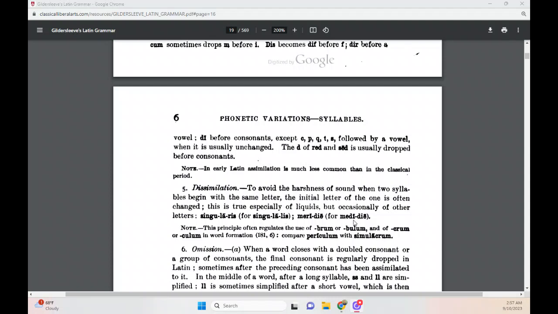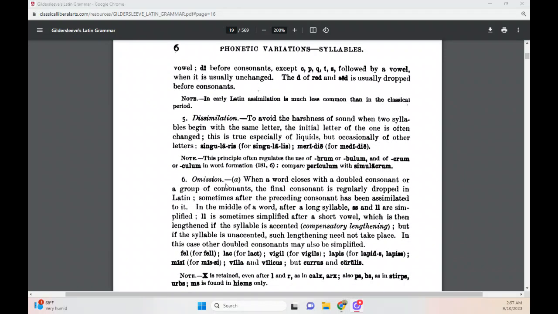Likewise, medi means middle and die means day. So the middle of the day, or noon, would be written medidie, but that sounds ridiculous. So this first d is changed to r, and we say meridie, and that's much more pleasant to hear and much easier to say. So dissimilation means we intentionally make the consonant sounds different to avoid an annoying repetitive sound.